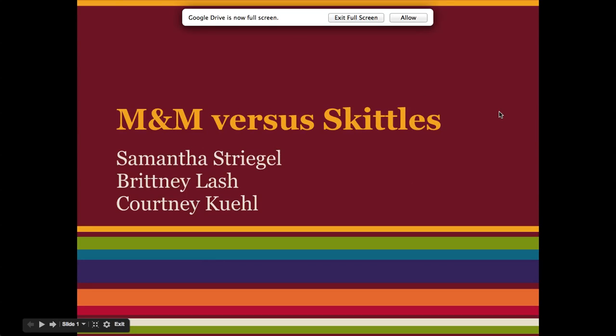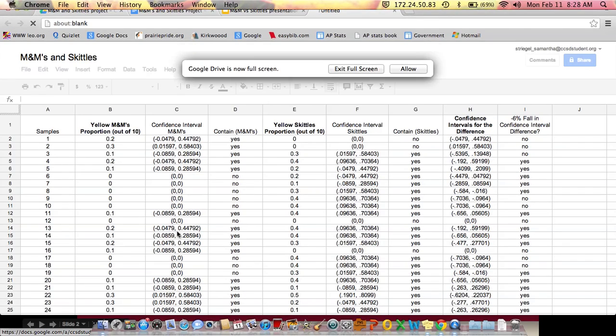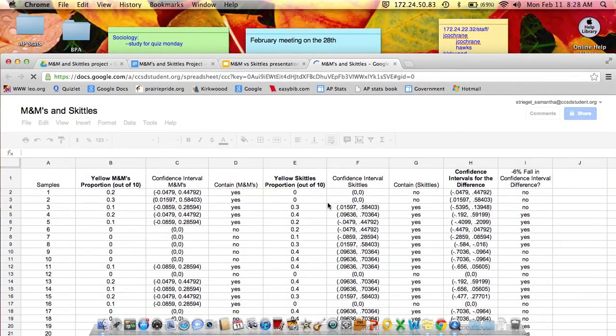Okay, M&M's versus Skittles experiment by Sam, Brittney, and Courtney. So the Excel sheet that we have shows the sample proportions, the 95% confidence intervals, the intervals that contain 14% and 20% of the candies, and the population differences. So this is the Excel sheet.